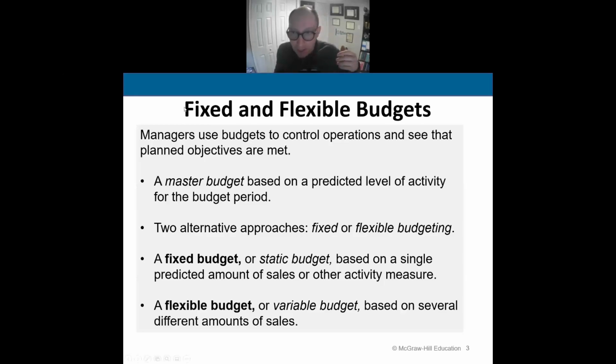Now you might say, well, Dr. B, is it better to go with a fixed budget or a flexible budget for my company? It depends on what your company's objectives are. But for the most part, a flexible budget is always best because we can make adjustments to the budget based off of the changes that happen in sales.